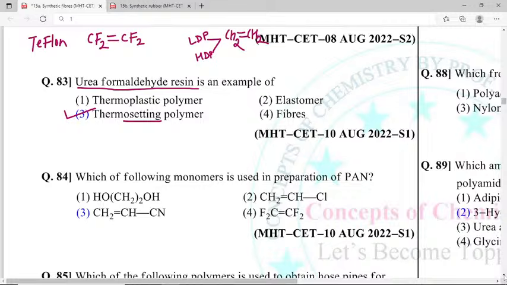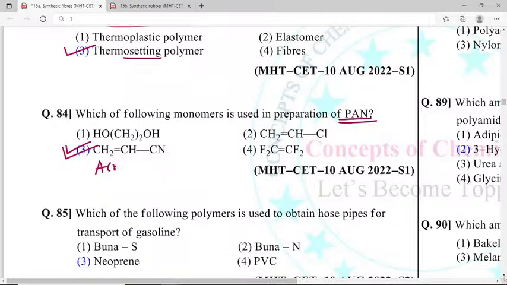Which of the following monomers is used for making PAN? PAN is polyacrylonitrile. Acrylonitrile is the name of the monomer used for making PAN. CH2=CHCl stands for PVC, polyvinyl chloride. CF2=CF2 stands for Teflon. Teflon is the answer here. Option four, number two PVC, number three acrylonitrile, and number one ethylene glycol.